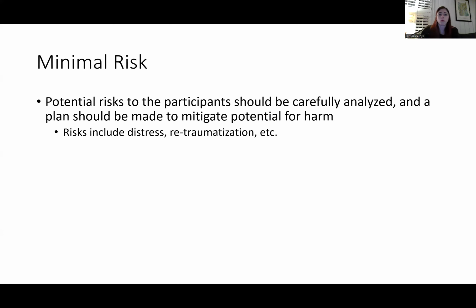And next we have minimal risk. So a researcher needs to carefully analyze any potential risks that could come up from the research and then make a plan to mitigate the potential for harm. And as we talked about earlier, risks can include things like distress or re-traumatization.